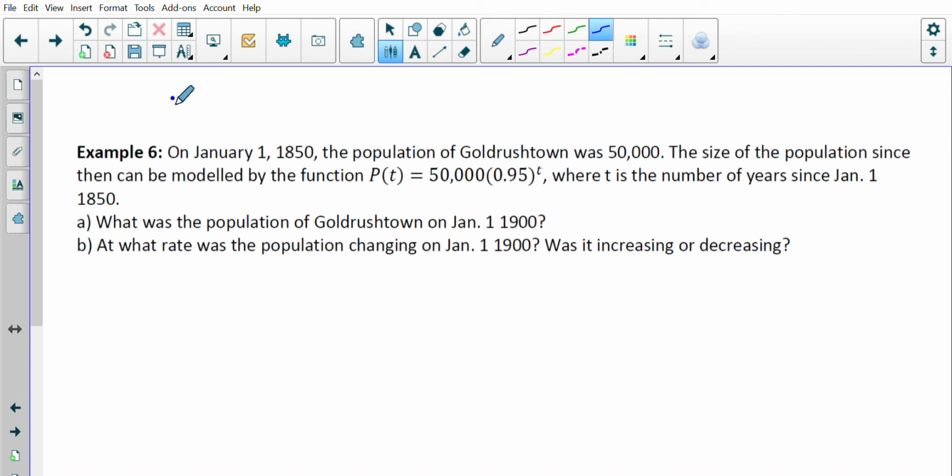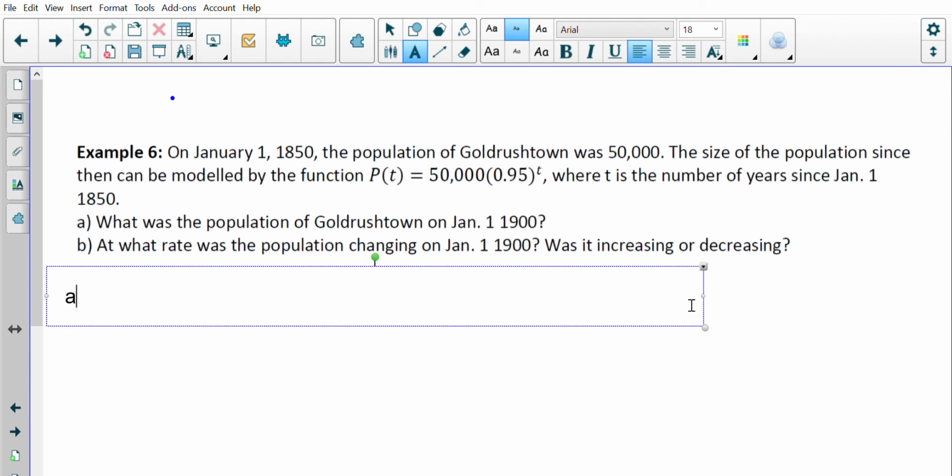Okay, so we want to know the population. In A, what we're looking at here is the population in 1900. Now, this formula is the population since 1850, so in fact 50 years have gone by. So we're simply looking for P(50), which would be 50,000 times 0.95 to the power of 50.